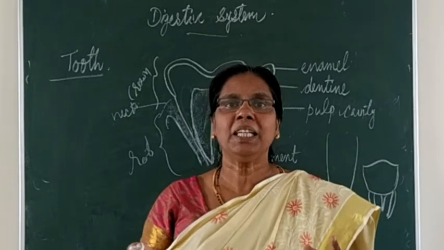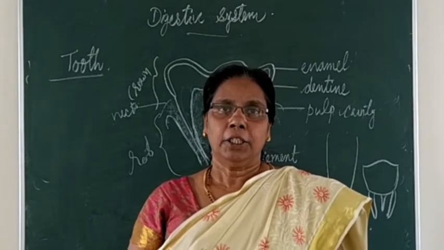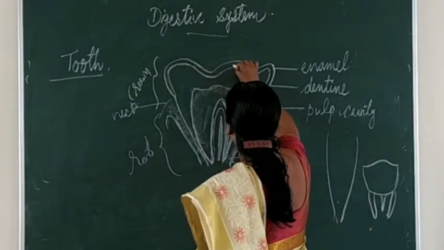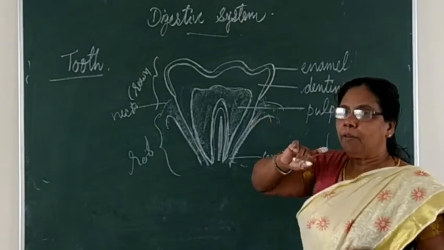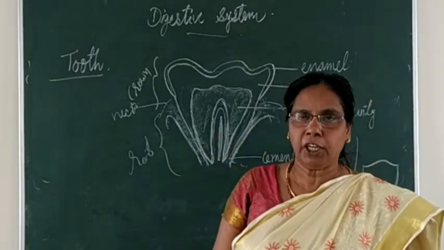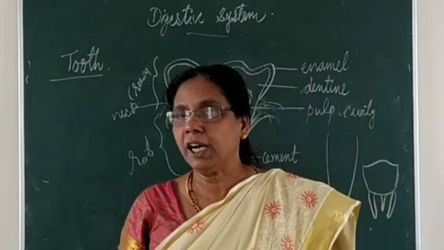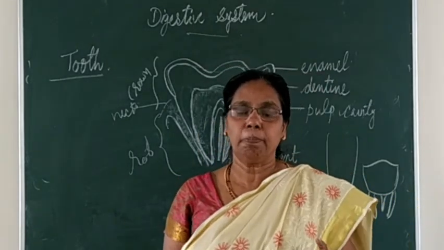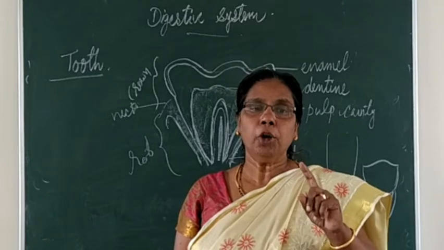Now we can go to the structure of the tooth. The first part is called enamel, and it is the hardest material in the human body. This outer part is called what? Enamel. What you can see outside of your teeth is called enamel, the hardest part of the human body.